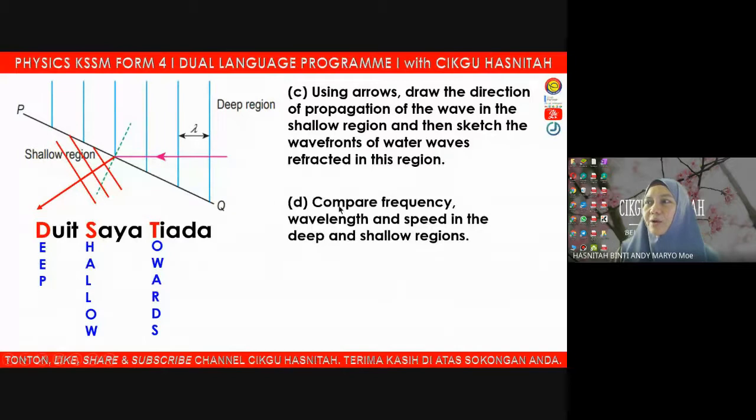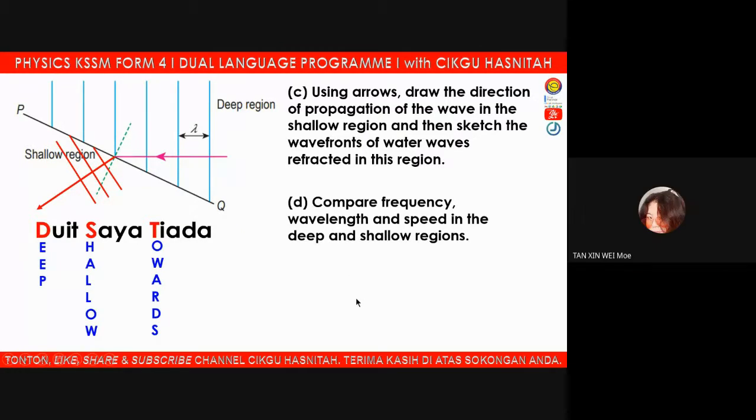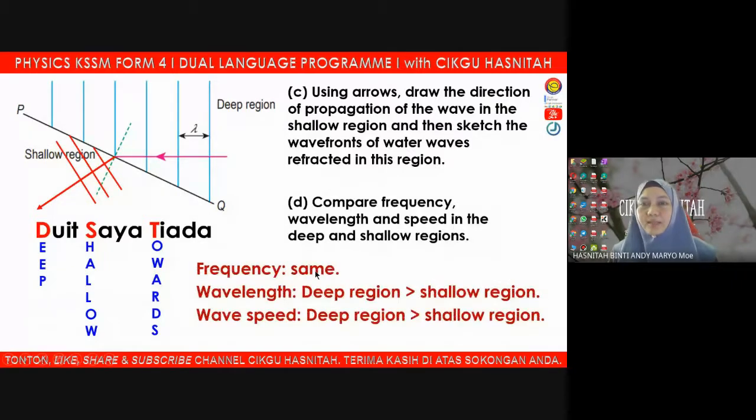Alright, now compare the frequency, the wavelength, and the speed in the deep and shallow region. So how do we compare the frequency? What can you say about the frequency? Does it change? Equal. So frequency is the same in both regions. How about the wavelength? In the deep region, it is greater than in the shallow region. While for the wave speed, in the deep region, the wave speed is higher compared to the speed in the shallow region.